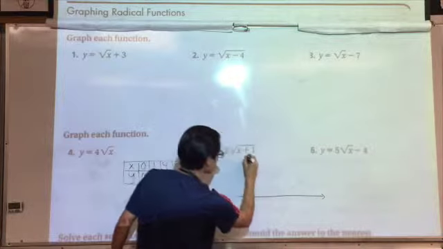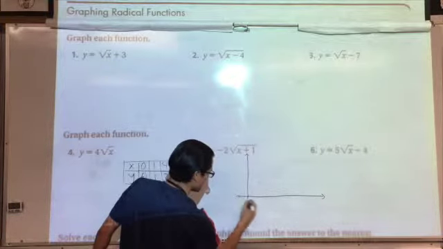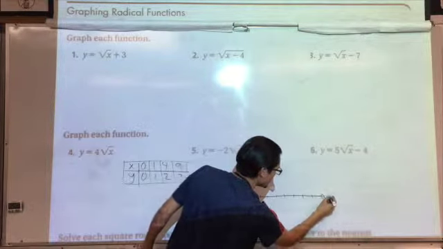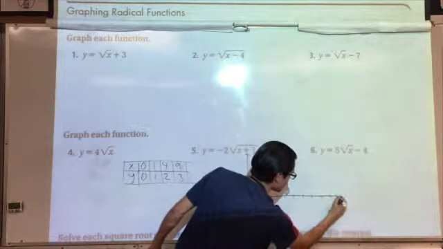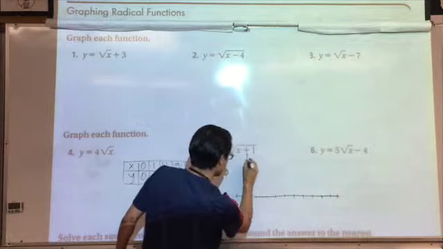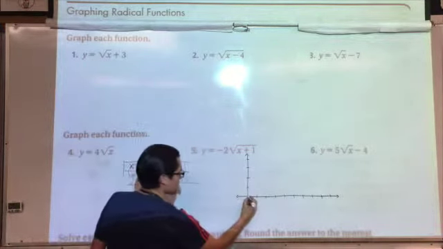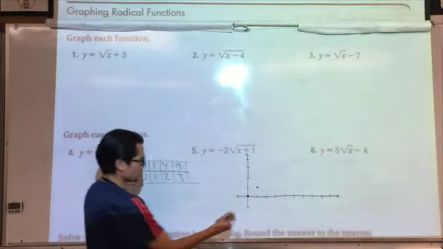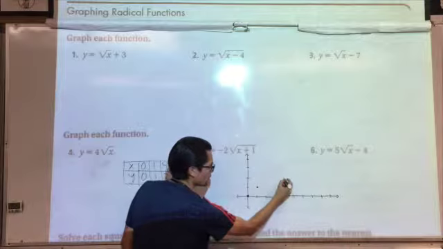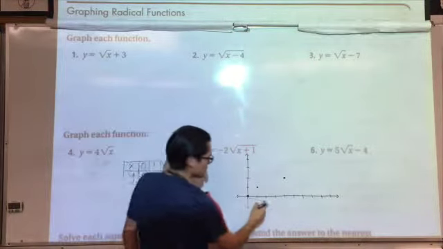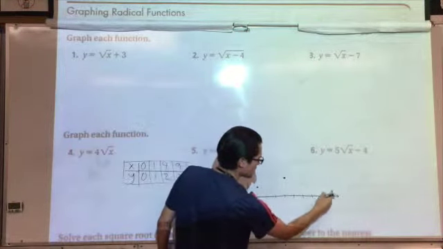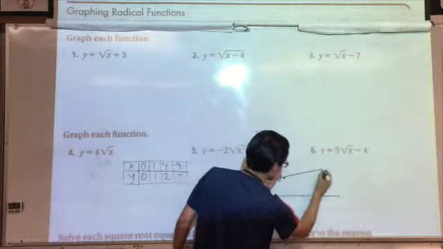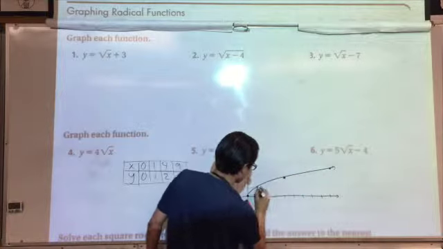here's my x-axis, here's my y-axis. 1, 2, 3, 4, 5, 6, 7, 8, 9. I'm going to go a little further so I could fit all of those numbers there. The points are 0, 0; 1, 1; 4, 2; and 9, 3. And it looks like that.